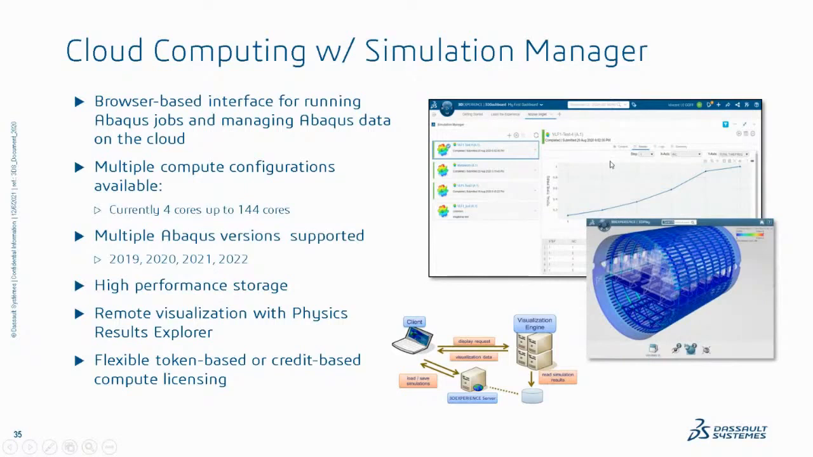Another example may be a design study. You need to run 20 jobs overnight. Again, you don't have the hardware or software available. You can jump onto the cloud and do that very easily, especially with the credit-based licensing, which doesn't require a commitment over a term. You're essentially paying per job. So whatever it is, $10, $100 per job, you can pay for the jobs as you go.